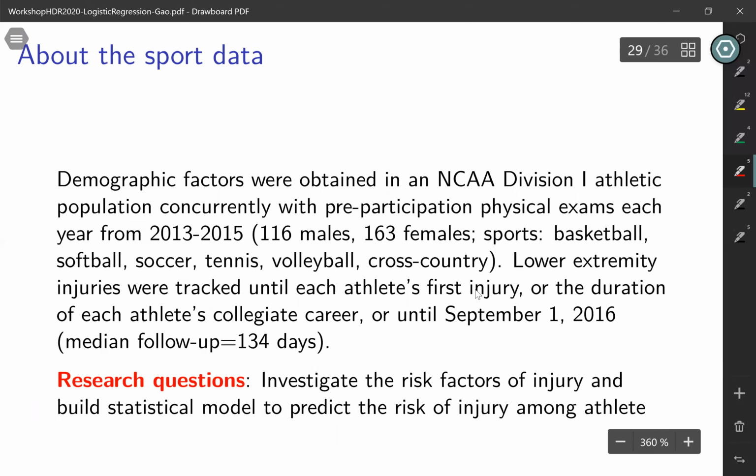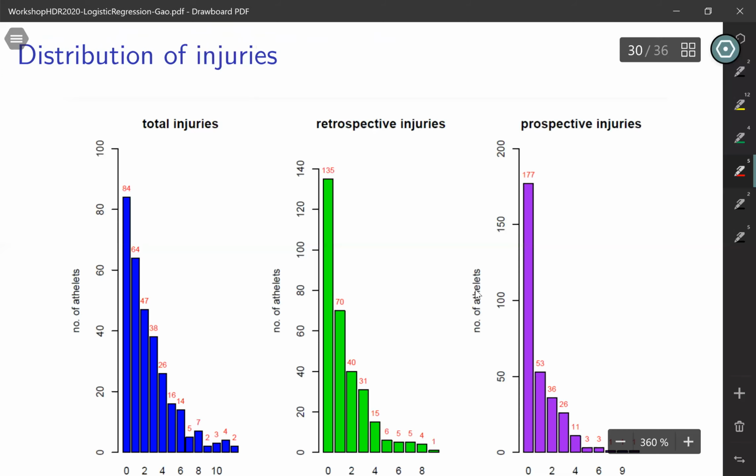So here, the research question is we want to investigate a bunch of risk factors of injury and build a statistical model to predict the risk of injury among athletes in all those kinds of sports. Some of the players, before they enrolled in this program, already had injuries. So this is a distribution of the total injuries, the retrospective injuries, and the prospective injuries.